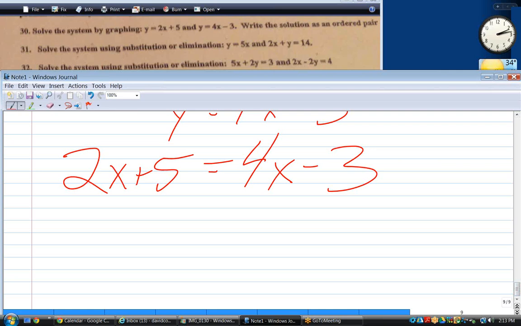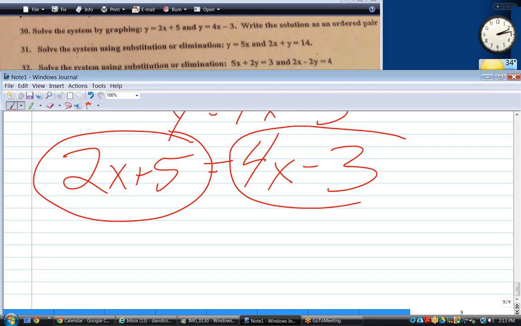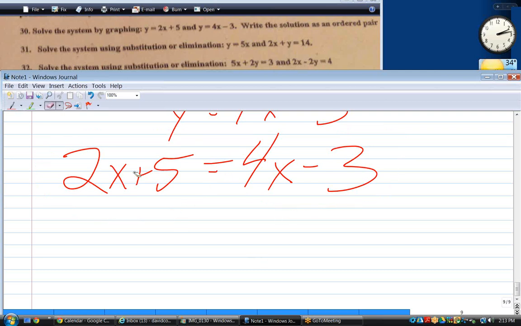First step? You would substitute 2x plus 5 for x. No, we've already substituted. This is what y was equal to, and this is what y was equal to. So we've already done the substitution. Now we have to solve the equation.